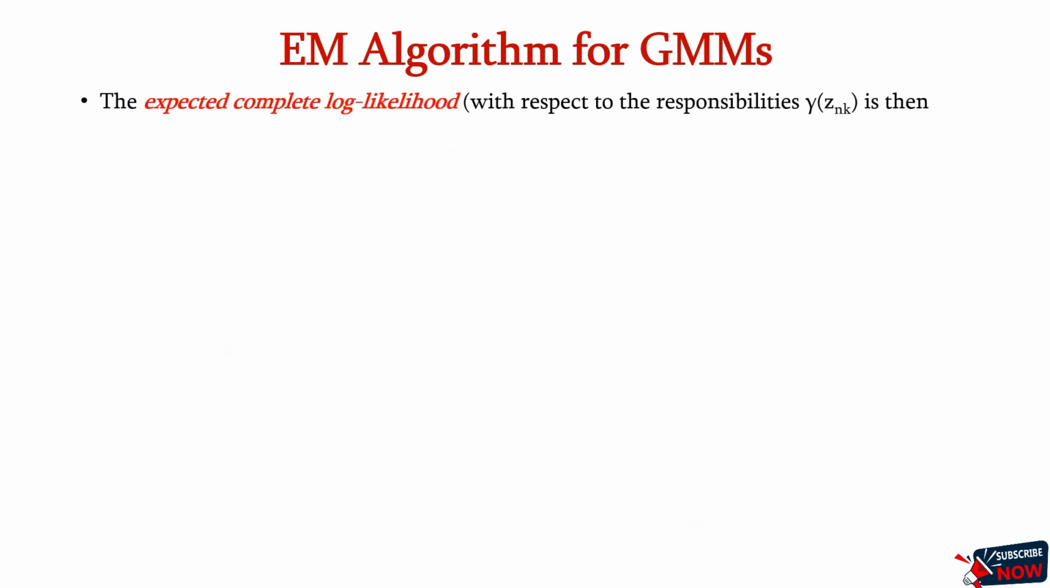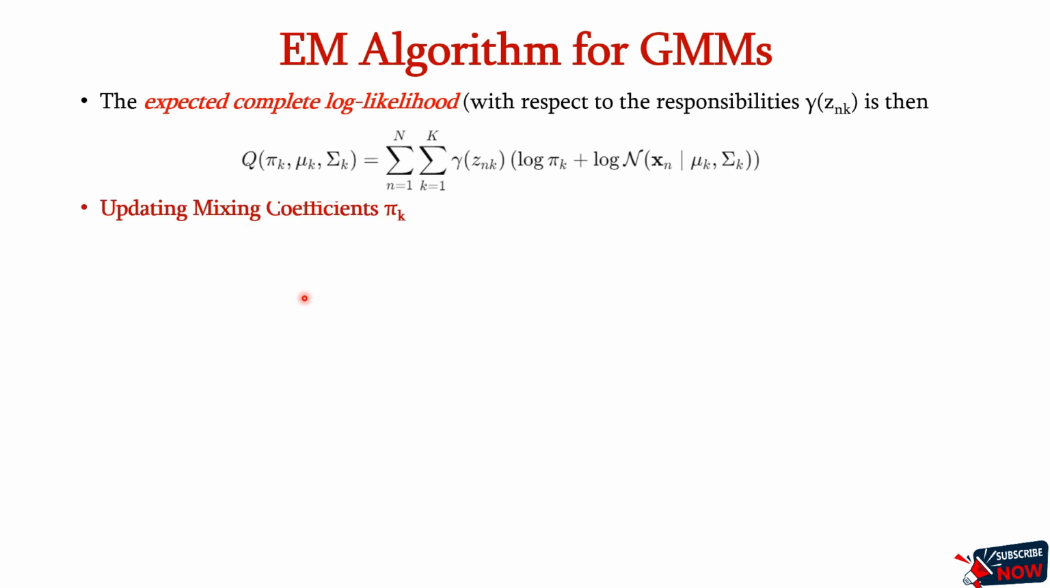So, the expected log likelihood with respect to the responsibilities gamma of z and k can be expressed as shown here. So, we can see that z and k is replaced with gamma of z and k. Now, we have the complete log likelihood function. Let us update the parameters mu k, sigma k and pi k here. So, first let us update the mixing coefficient pi k.